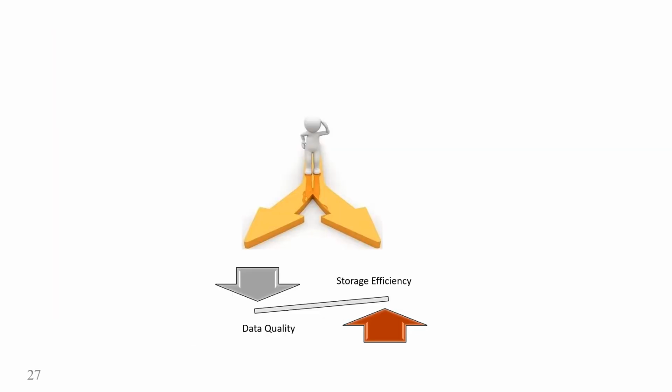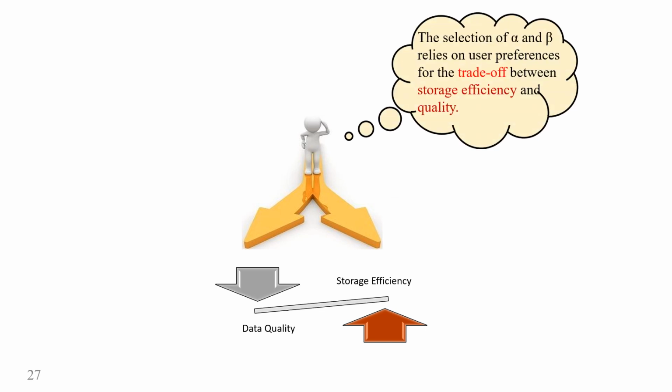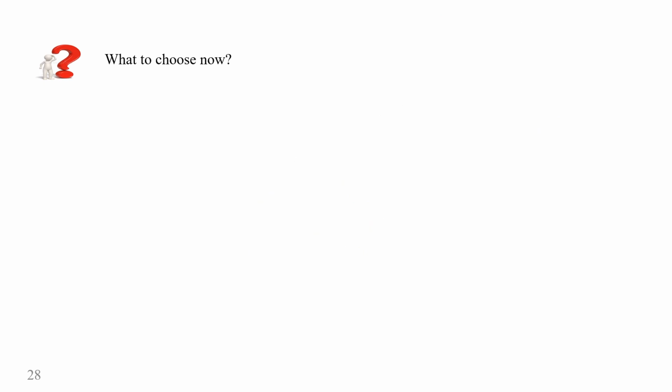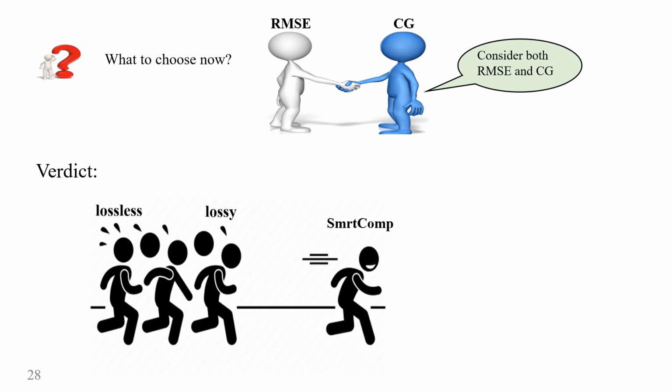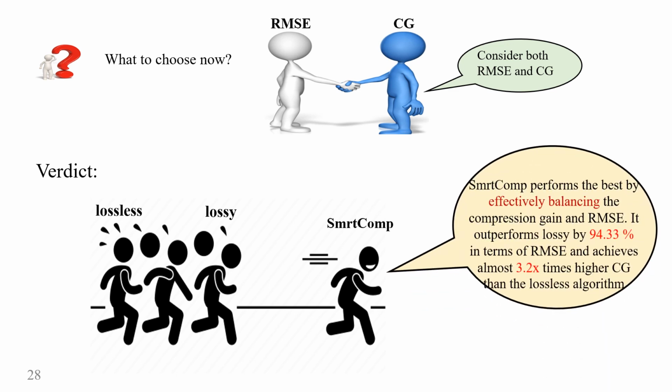Now the question is, how should we choose alpha and beta? That is, what are the factors on which they depend? The selection of alpha and beta relies on user preferences for the trade-off between storage efficiency, that is the compression gain, and the data quality, which is RMSE. The question becomes, whom should we give preference to between RMSE and compression gain while choosing the values of alpha and beta? The answer is, ideally we should give equal preference to both. And exactly this is done by our algorithm, SmrtComp. SmrtComp excels and balances both compression gain as well as RMSE, thereby surpassing lossy algorithms by 94.33% in RMSE and achieving 3.2 times higher compression gain than lossless algorithms.